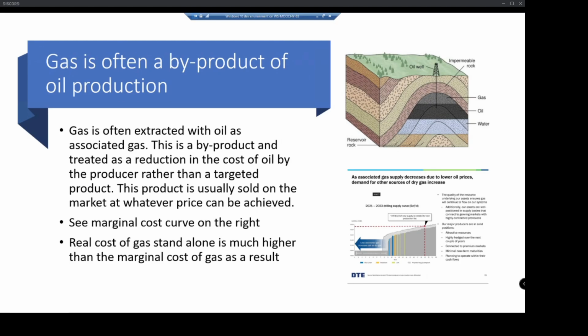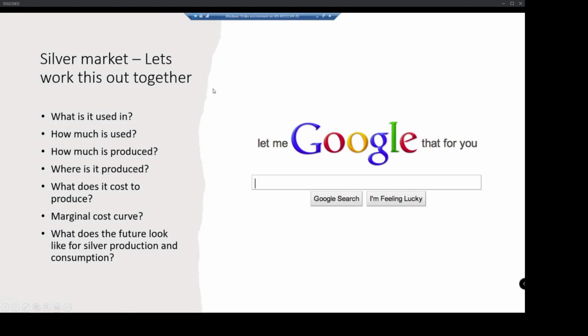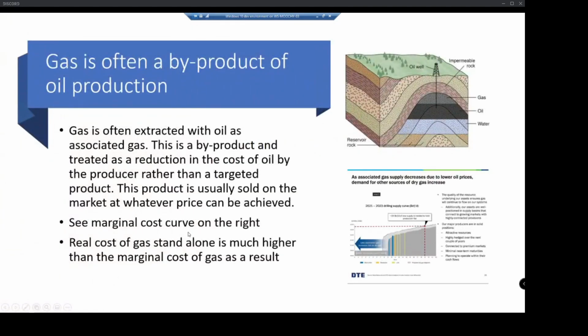If you look at the gas price during the pandemic, it actually went up. It didn't really go down too much at all. The main point here is the real cost of gas standalone is much higher than the marginal cost of gas. Silver is a byproduct, and that's why I talk about the gas market here, because silver is commonly a byproduct. So if you're producing more of the primary commodities like copper, gold, lead, zinc, those other things, and you happen to get silver, what's going to happen to the silver price?